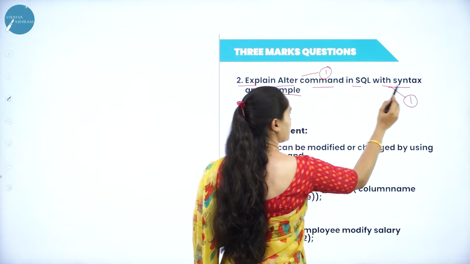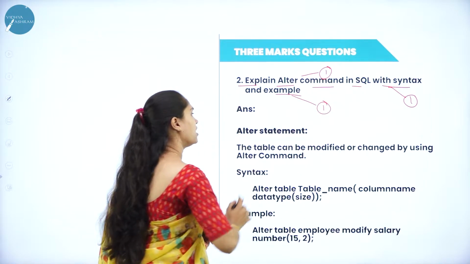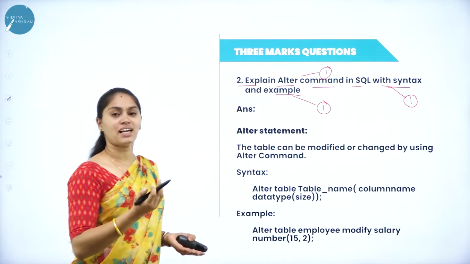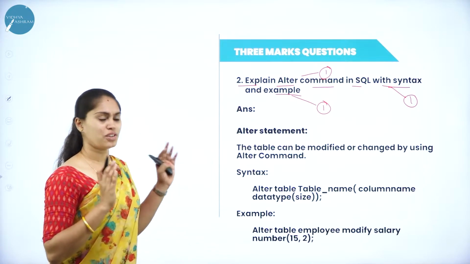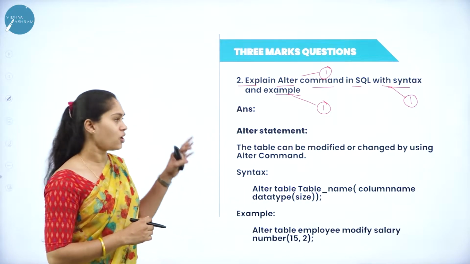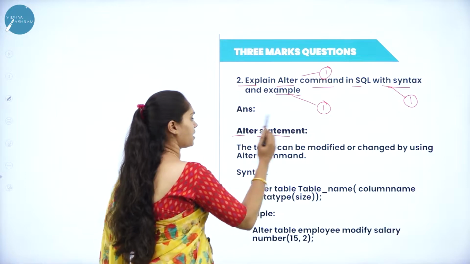And if I have written its syntax, that will be for another 1 mark. And if I have mentioned one example which is related to this alter command, then that will be for another 1 mark. So if you have missed any of the points here, you are going to miss that kind of marks. So understand here, what is this alter statement going to do?